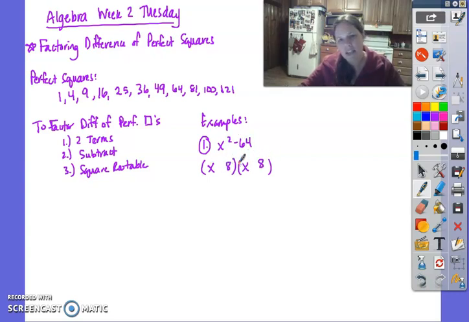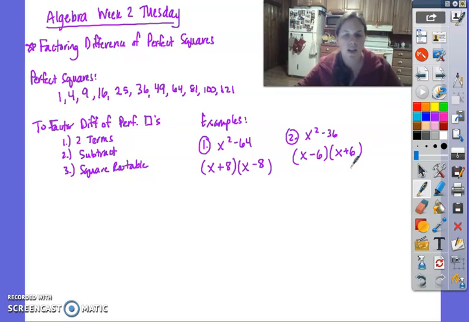Now, as far as what signs go in the middle, you have a decision to make. I need them to multiply to give me negative 64. What times what will give me a negative? All right, a positive times a negative. So there's your first example. Number 2. We'll still keep it simple. We'll throw some weird ones at you pretty soon. Square root of x squared comes first. Square root of 36 comes second. Signs in the middle, they just have to be opposites, so they multiply to give me a negative.